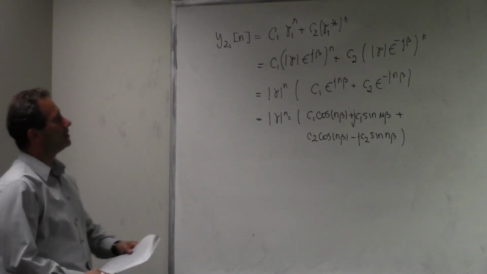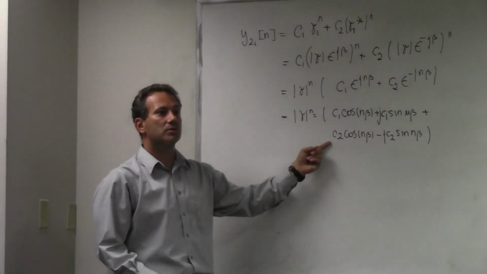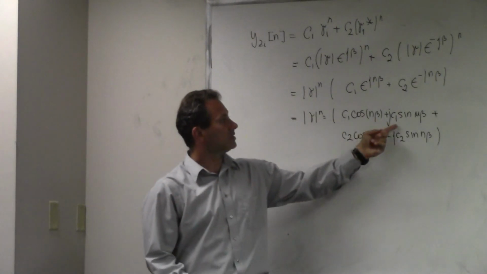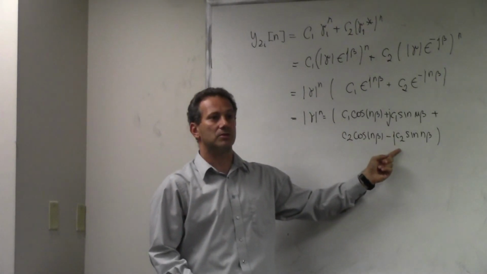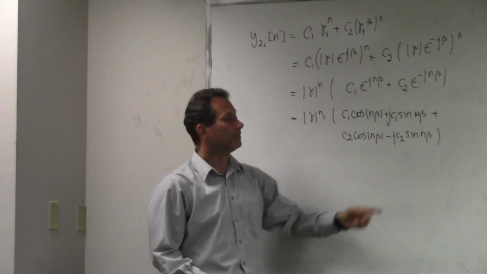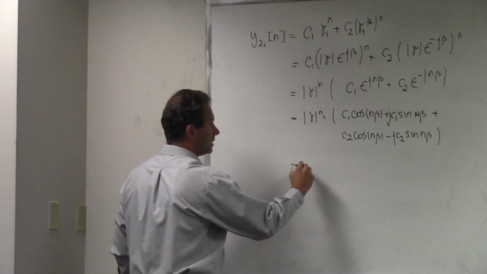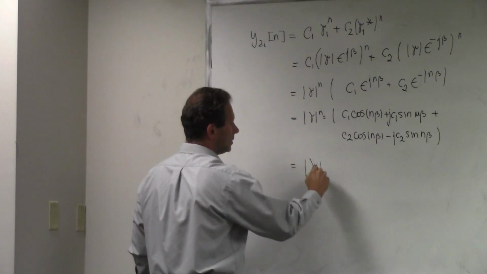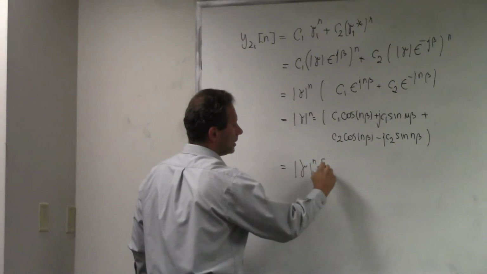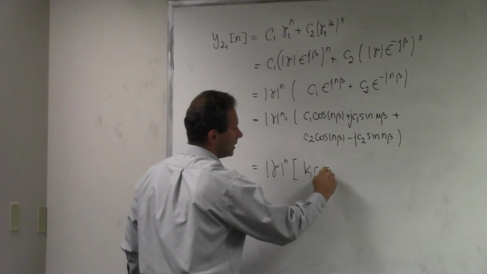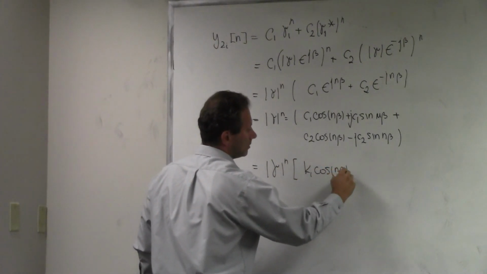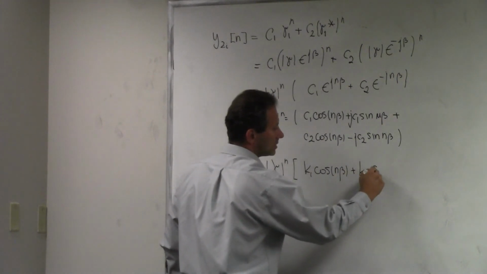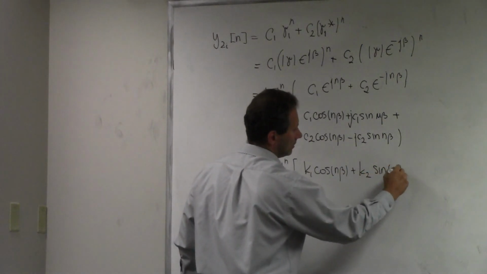And then if I define C1 plus C2 as a new constant K1, and jC1 minus jC2 as a new constant K2, then I can rewrite this whole thing as gamma to the power of n, K1 cosine of n beta plus K2 sine of n beta.